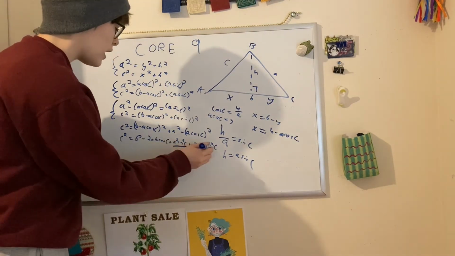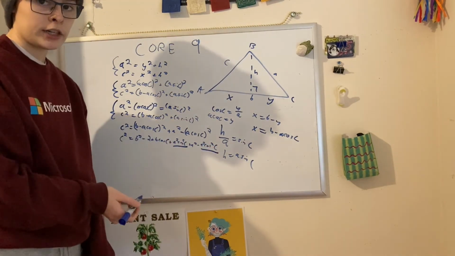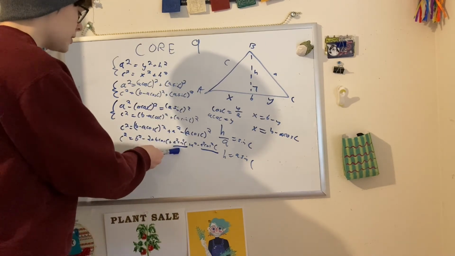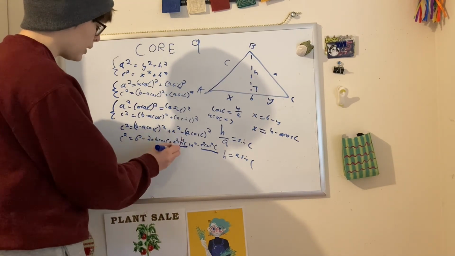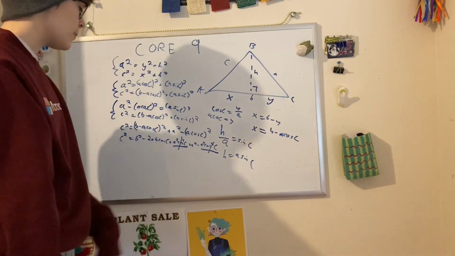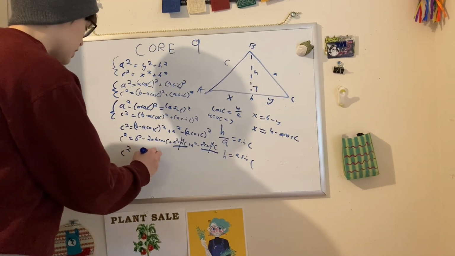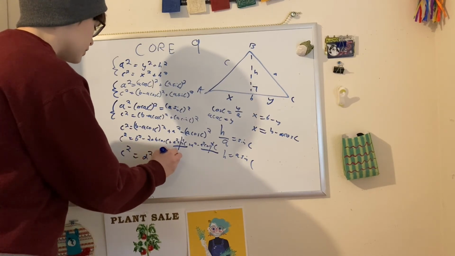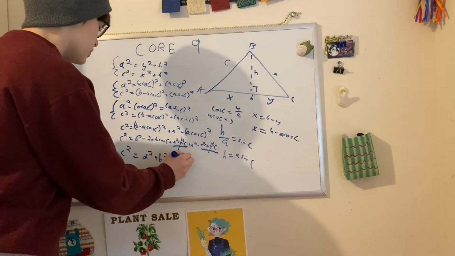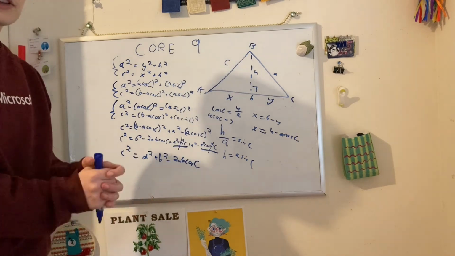This right here and this right here have the same magnitude, but they have opposite signs. This is positive, this is negative. Therefore, when you add them, which we are doing, they equal 0. We can cancel this out. So now, when I rewrite the equation, c squared equals a squared plus b squared minus 2ab cosine c. And that is the law of cosines.